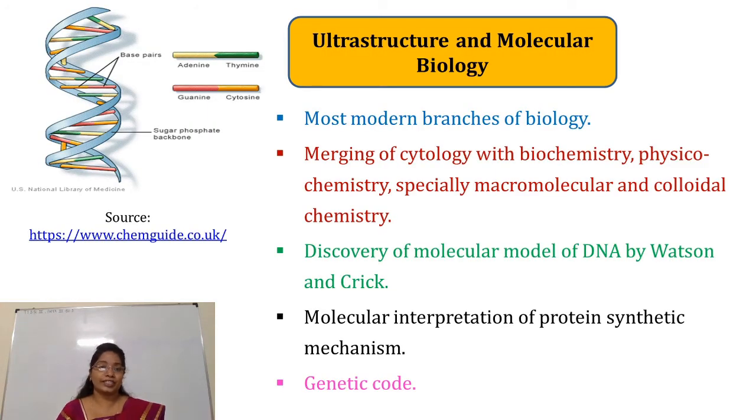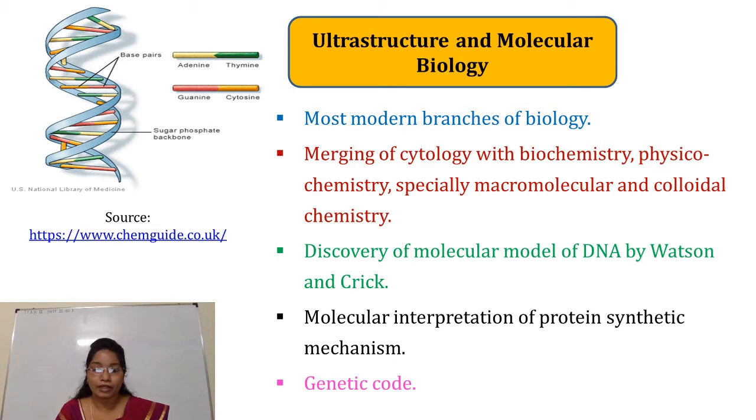Next branch is ultrastructure and molecular biology. This is one of the most important and most modern branches of biology because it merges cytology with biochemistry, physicochemistry, especially the macromolecular and colloidal chemistry. So with the merging of these different types of sciences, the output is very much beneficial.